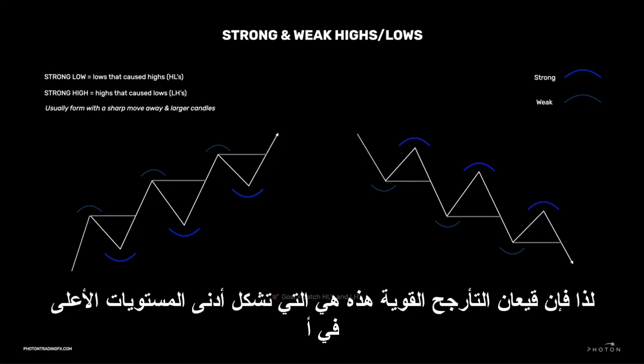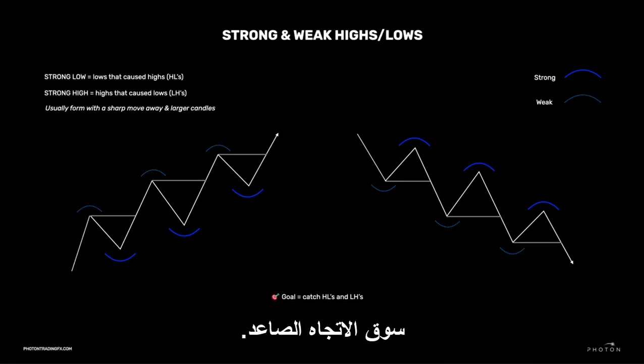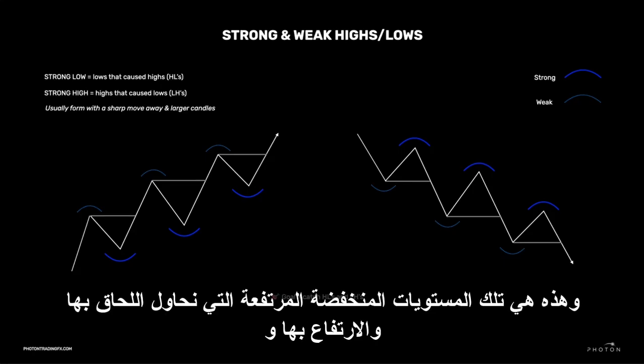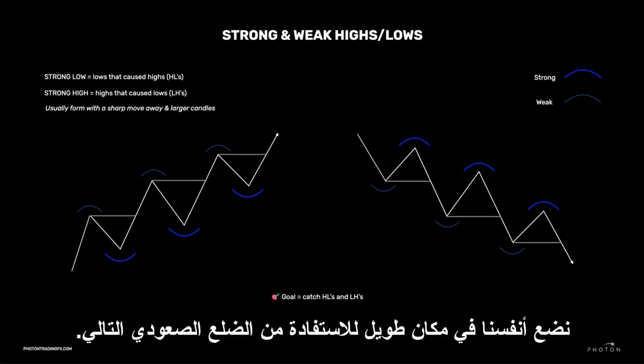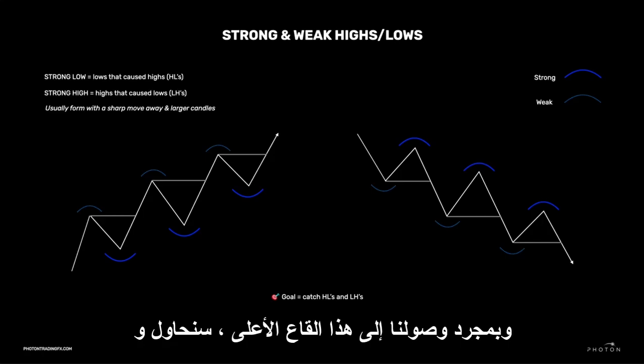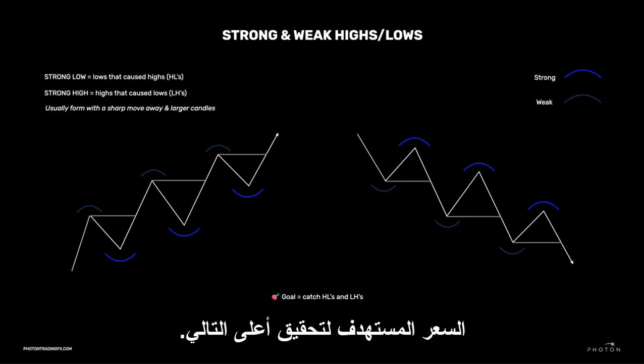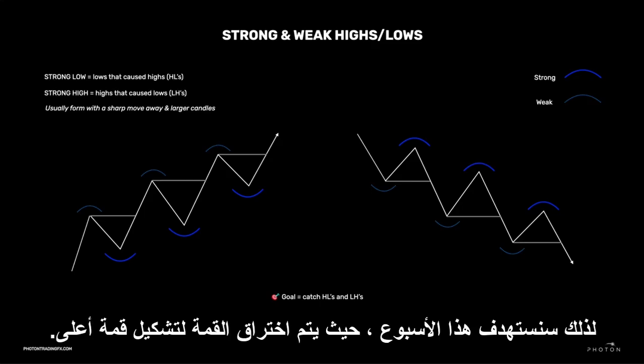These strong swing lows are what make up the higher lows in a bullish trending market, and it is those higher lows that we are trying to catch and position ourselves in long to capitalize on that next bullish leg. Once we are in that higher low, we are going to try and target price to make the next higher high. So we're targeting that weak high being broken to form a higher high.